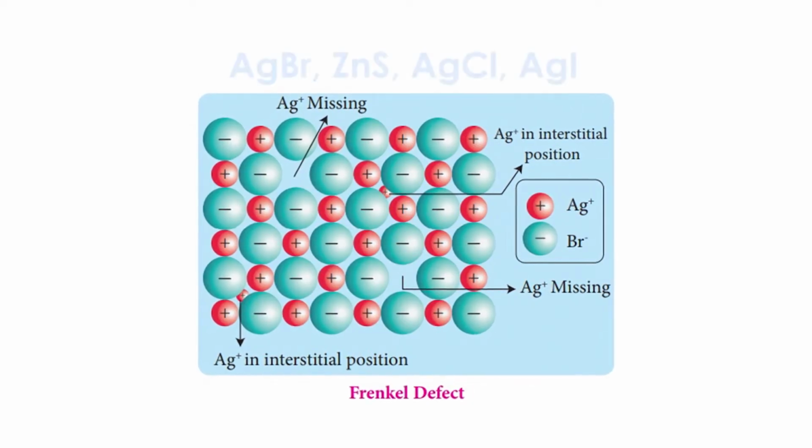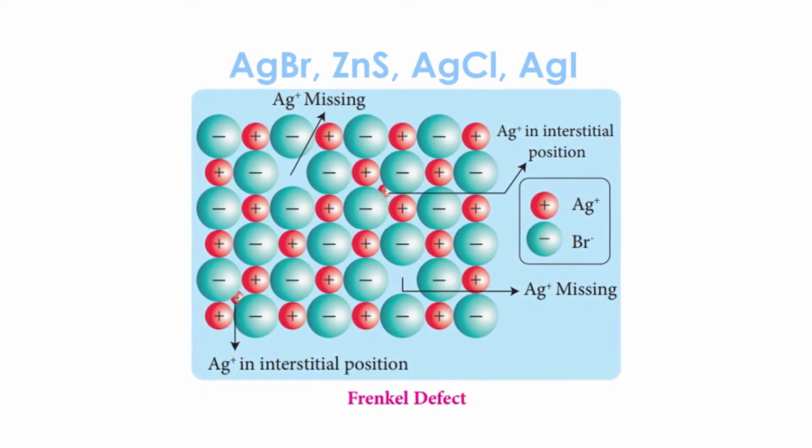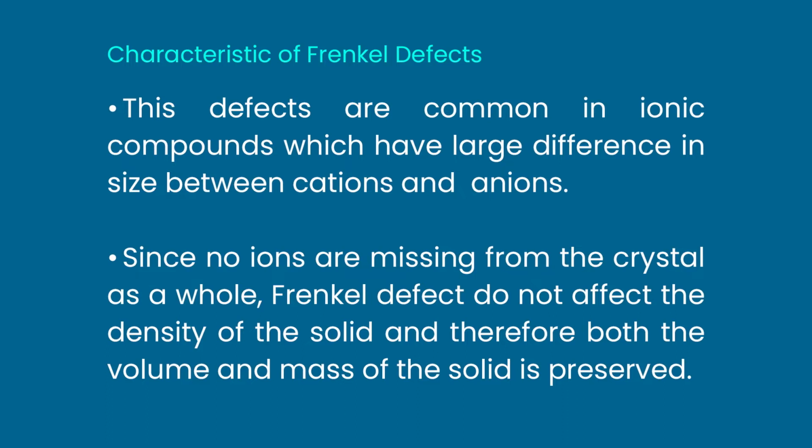Do you know the examples? Yes, AgBr, ZnS, AgCl, AgI, etc. are the ionic compounds which show this crystal defect. The characteristics of Frenkel defects are: these defects are common in ionic compounds which have a larger difference in size between cations and anions. Since no ions are missing from the crystal as a whole, Frenkel defects do not affect the density of the solid, and therefore, both the volume and mass of the solid are preserved.